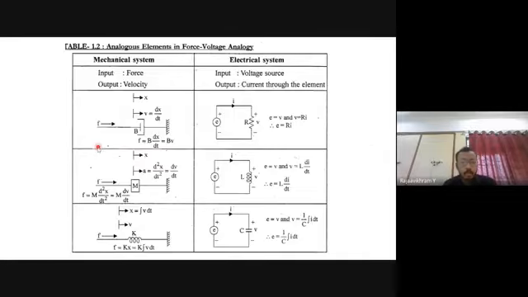So then we go through that for each element in the mechanical system, what is the equivalent in the electrical system. So the mechanical dashpot is represented by resistance, mass is represented by inductance, and spring is represented by capacitance.